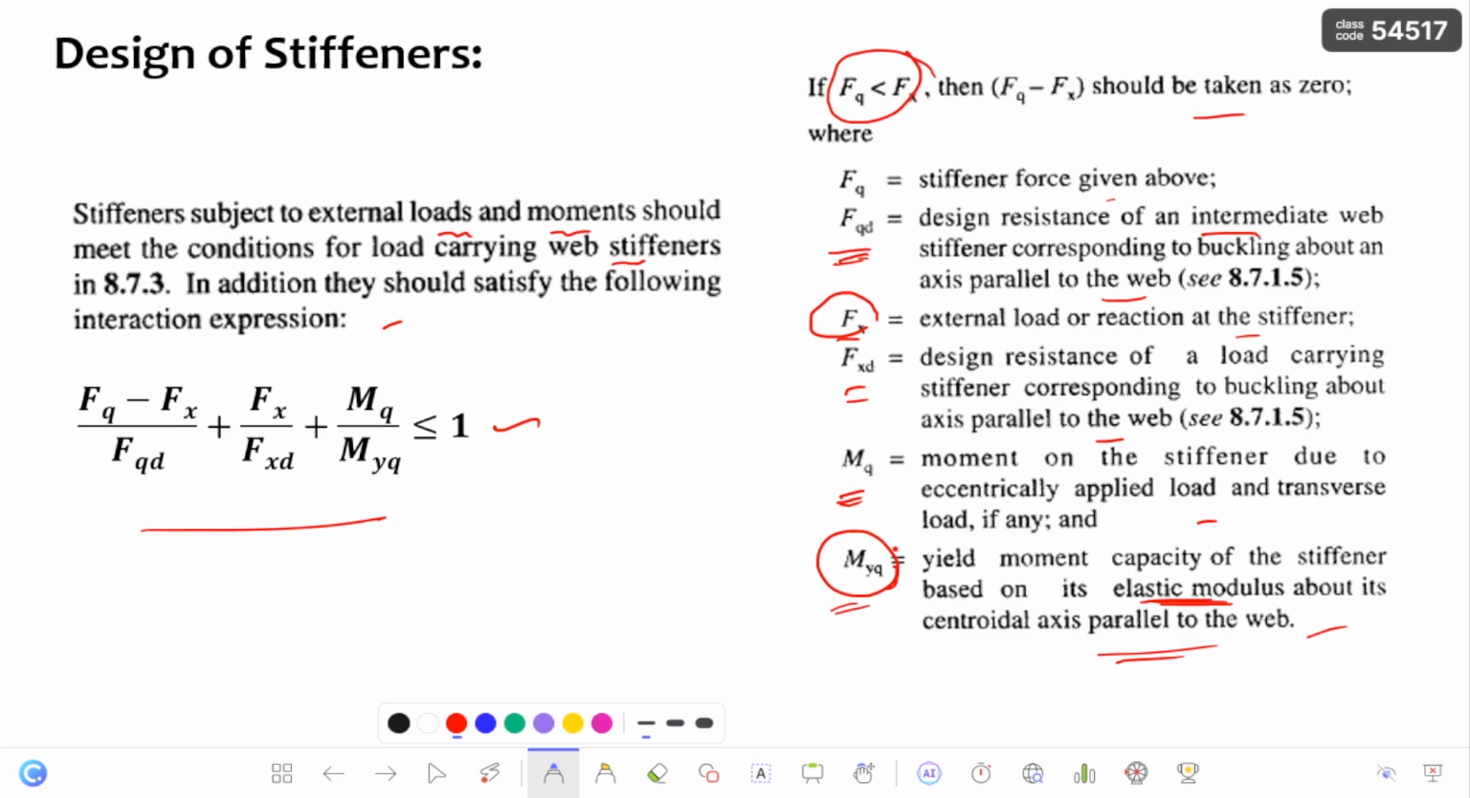So these are the different terms, and whenever the stiffener is going to resist the external loads and also the moments, in those situations we have to definitely check this interaction check, which is very important, to see whether it is able to resist the external force which is coming onto this stiffener.